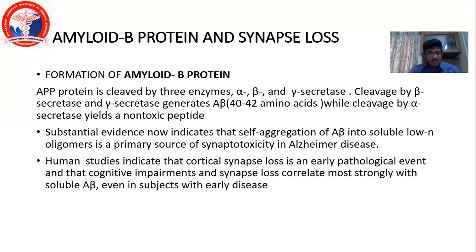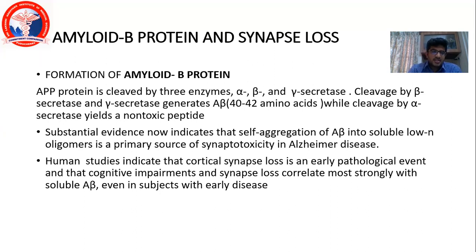So APP protein is the precursor to the amyloid beta plaque that is seen there. It is originally cleaved by alpha, beta, and gamma secretase. Cleavage by an alpha secretase will yield a non-toxic peptide. But if this APP protein is cleaved by a beta and a gamma secretase, that generates an insoluble protein called A beta that has around 42 amino acids. So this A beta protein deposition is the basis of the Alzheimer's disease process.